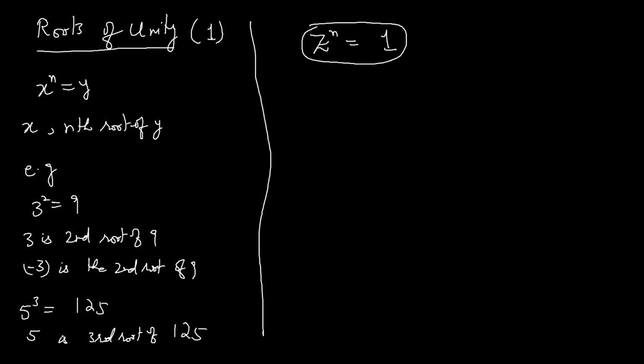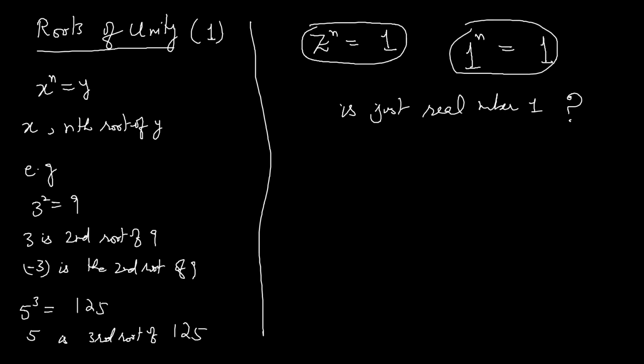But wait, we already know that only the real number 1 is such that its any integral power is equal to 1. There is no other real number whose integral power becomes equal to 1. So, is the nth root of unity just the real number 1? This is true if we are looking for roots in the set of real numbers. There is only one such number, which is 1, that satisfies this equation.